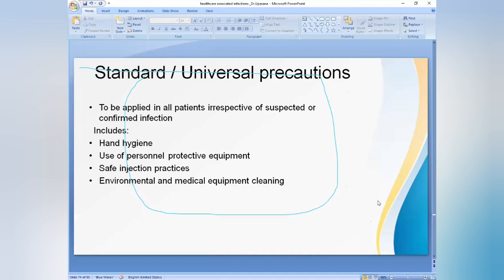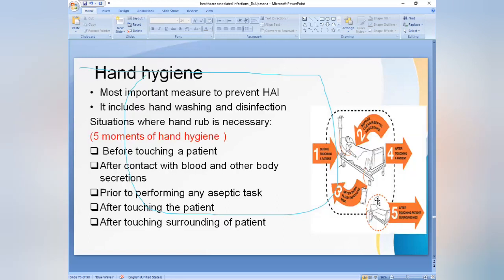So when we talk about standard and universal precautions, I have said it throughout my presentation: hand hygiene, hand hygiene, hand hygiene. Use of personal protective equipment, especially when following any procedure, whether safe injection practices were being followed or not, and environmental and medical equipment cleaning, whether the equipment used during surgery was clean or not. Otherwise they would eventually have led to surgical site infection.